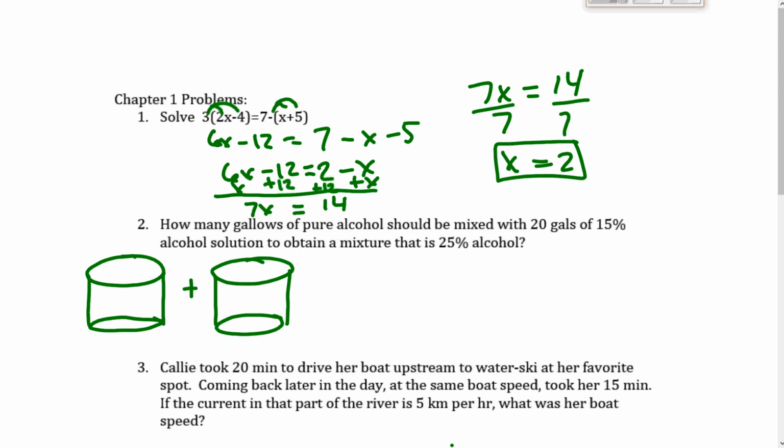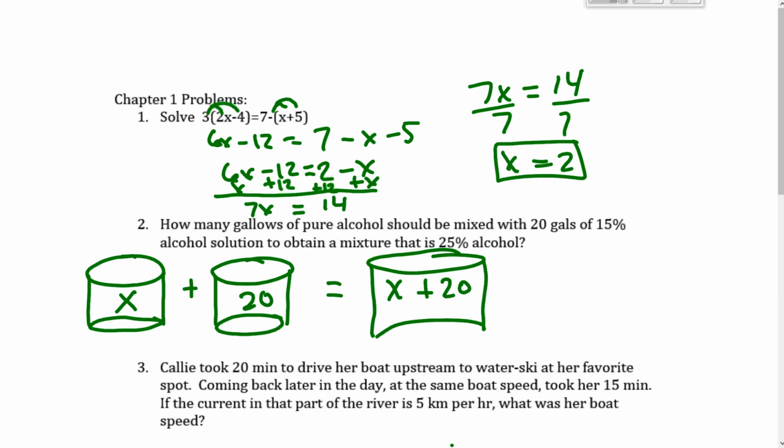Alright, so number 2 here, the word problems that you guys hate. So let's try to figure it out. Okay, so you're adding so many gallons of pure alcohol mixed with 20 gallons of 15% alcohol. So I'm taking so many gallons in one bucket, and I'm adding another 20 gallons. So if I add X amount of gallons and 20 gallons, how many gallons do I have? Well, that means I have X plus 20 gallons, right?